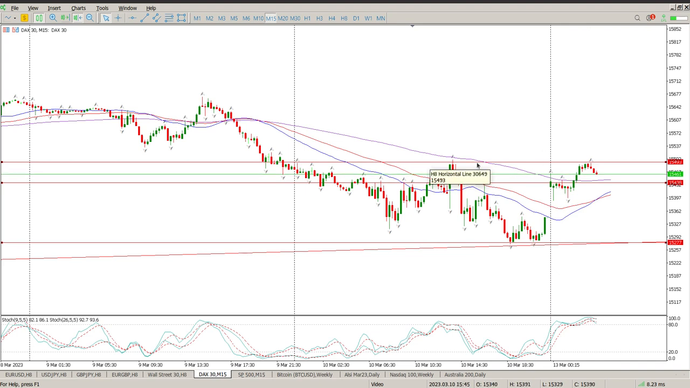But in all honesty, from a price action perspective, that's what you're looking for. If it's going to be long, you're looking for a move above Friday's high. If it's going to continue short, you're looking for a move below Friday's low. So that's the view that we've got right now.